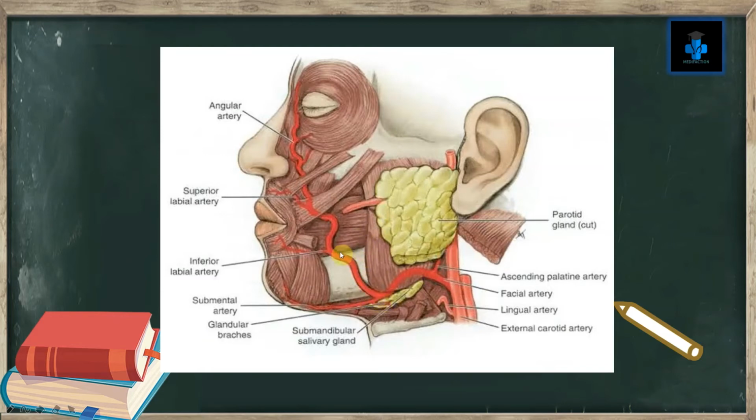Here it arises. It has a tortuous course and it ends or terminates supplying the lacrimal gland at the medial part of the eyes. So this is our submandibular salivary gland.